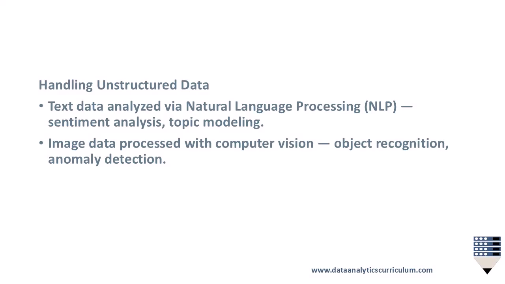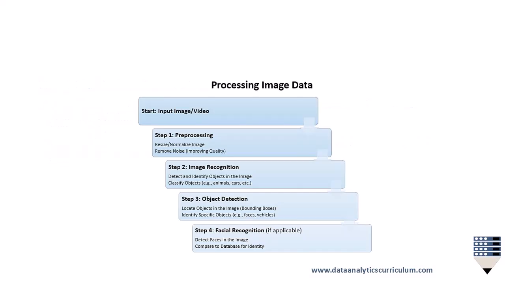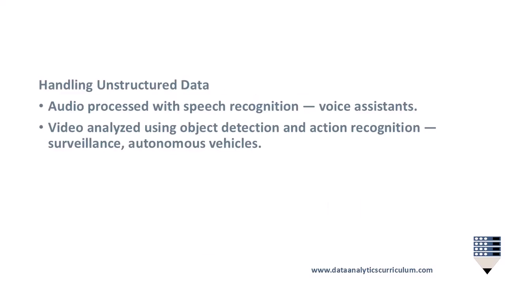Handling unstructured data. Text and images. Text data is often analyzed using natural language processing, or NLP, which can perform tasks like sentiment analysis or topic modeling. Image data is processed through computer vision, allowing systems to recognize objects, detect patterns, or even identify anomalies. These tools enable us to extract meaning from messy, free-form information.